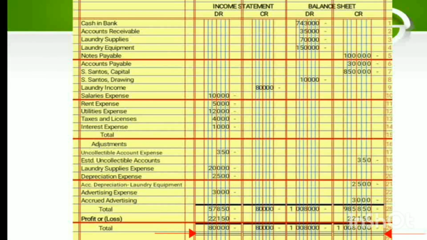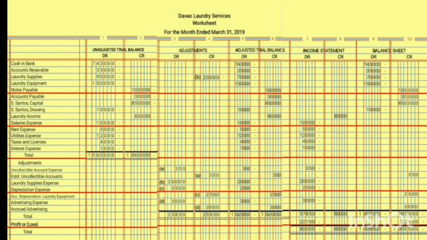By the way, I would just like to mention that if the result of the operation is a loss, wherein the expenses are greater than the income, or the debit is greater than the credit in the income statement column, the amount of the loss is going to be extended in the debit column of the balance sheet in order to show the reduction of capital. Kasi yung capital account, yung normal balance or increase side niya is nasa credit. So in order to show reduction of this capital, we're going to go for the opposite side, which is the debit. And eto na yung accomplished 10-column worksheet natin.